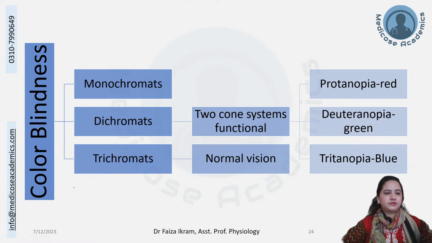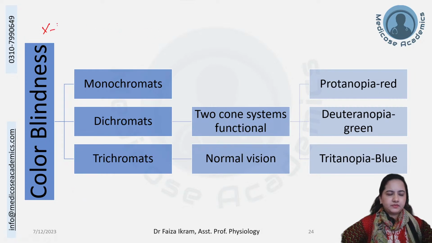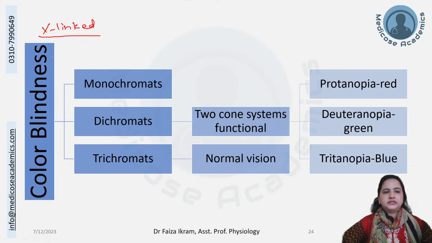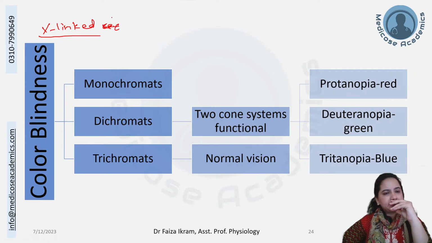If we look at the defects of color vision, that is known as color blindness. Mostly this is X-linked: red color blindness and green color blindness, whereas blue cones are not operated upon by the X chromosome but by an autosomal chromosome, so that is not X-linked. X-linked and recessive, so it will be found more among men.